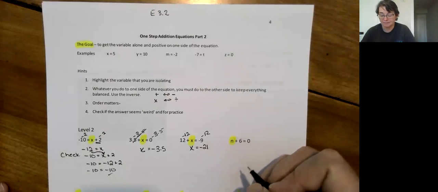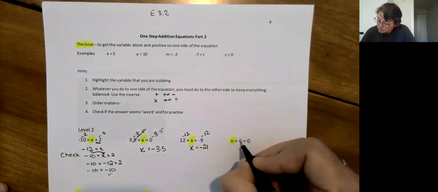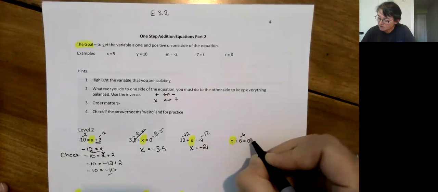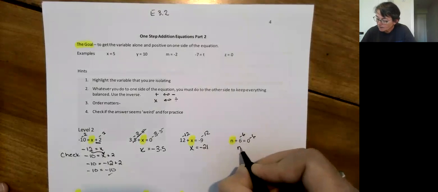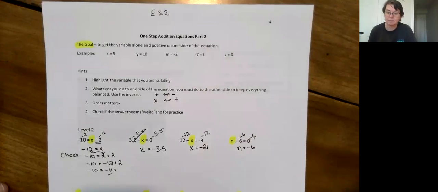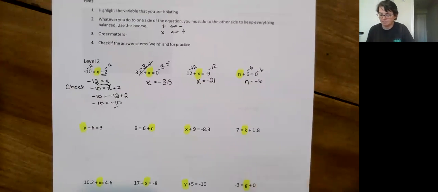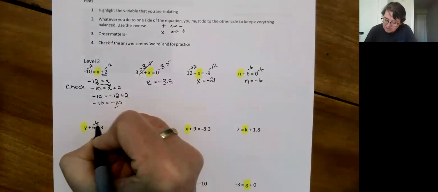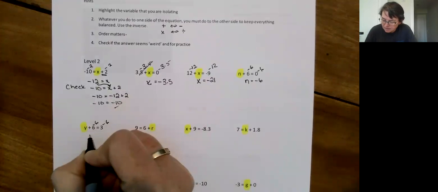Okay, I hope you really did. So n plus 6 is 0, so subtract 6 to get rid of that using the inverse. So n is equal to -6. So move my page up here. All right, so y plus 6 is 3, so -6 minus 6.